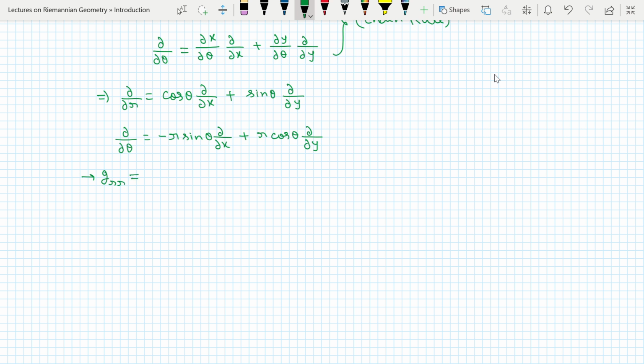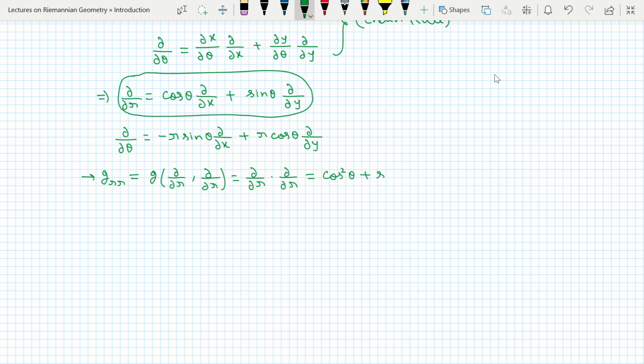So what are the components? The first one is g_rr. What is g_rr? Well, g_rr is simply g of ∂/∂r and ∂/∂r. This is the dot product, so use this expression that we have here to find it. The dot product is simply cos² θ plus sin² θ, which is equal to 1.